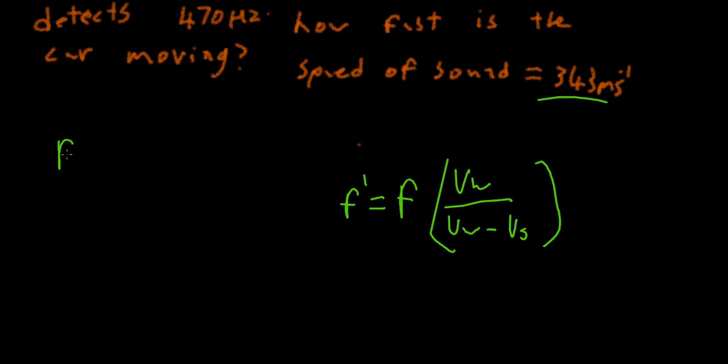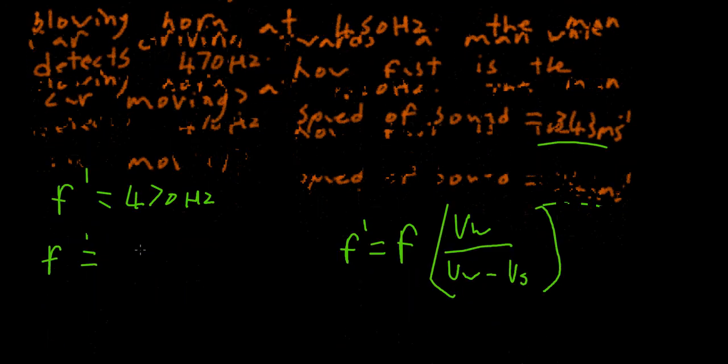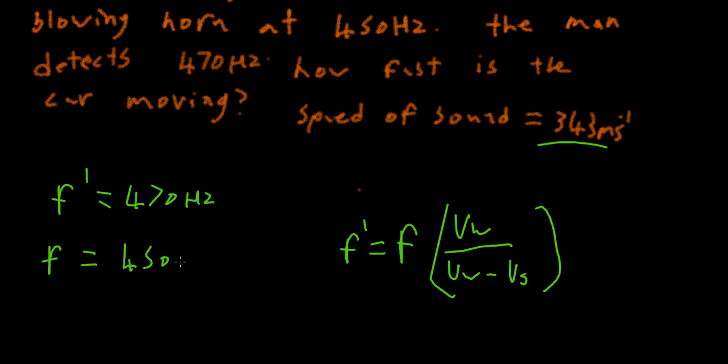We're given the detected frequency, the apparent frequency, which the man detects as 470 Hertz. The actual frequency is 450. So that's how you can tell that it's moving towards him straight away, because the man's hearing a higher frequency than it actually is. And we're given a velocity, the velocity of the wave, which is in this case 343 meters per second. But once again, if you're not given it, assume 340.